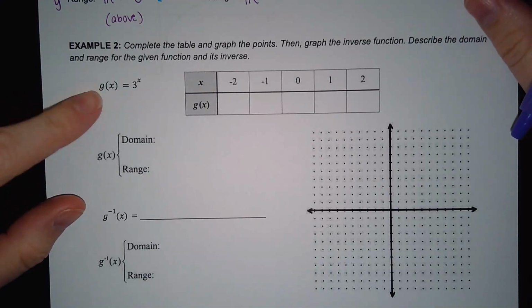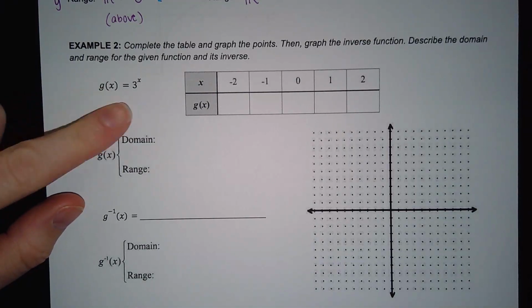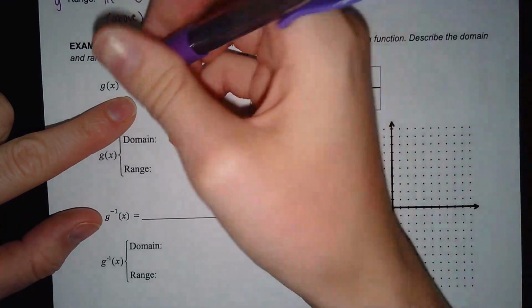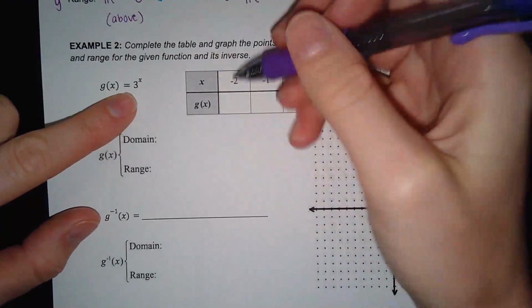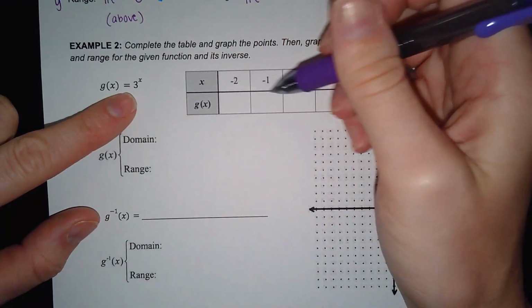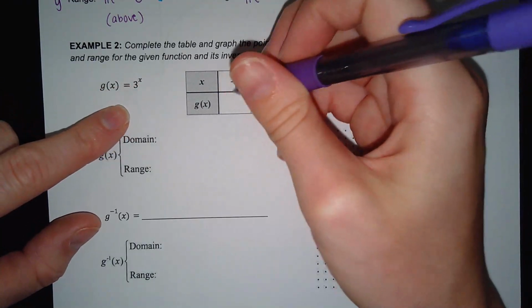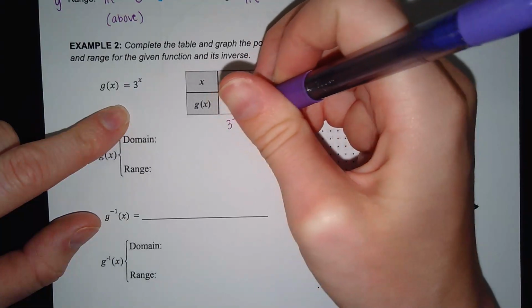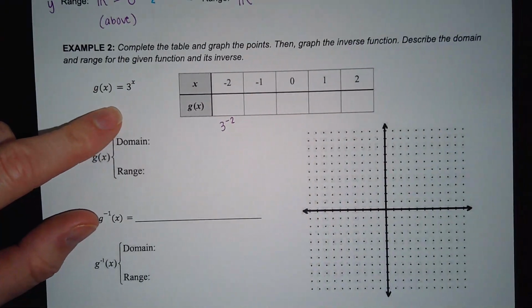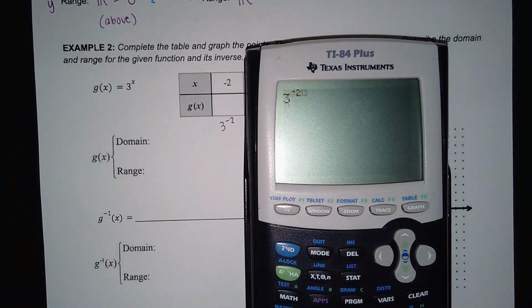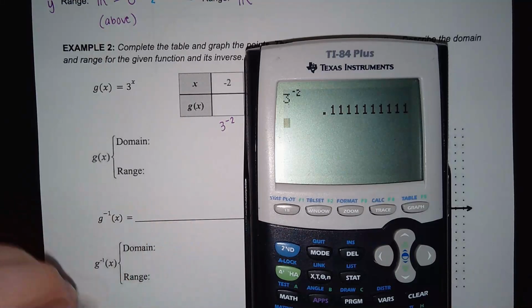So we're going to look at this equation here, which is an exponential function. We see that the base is 3. So if the base is 3, we're going to take these x values and plug those in for x. To find this y value, we'll do 3 to the negative 2 power, and we could simply evaluate that on our calculator.